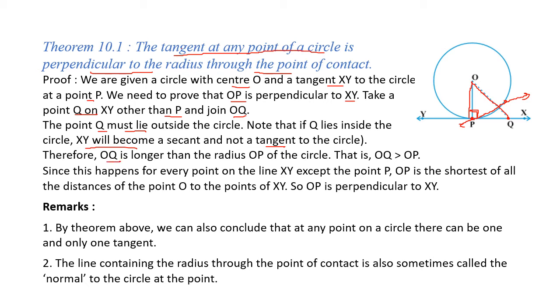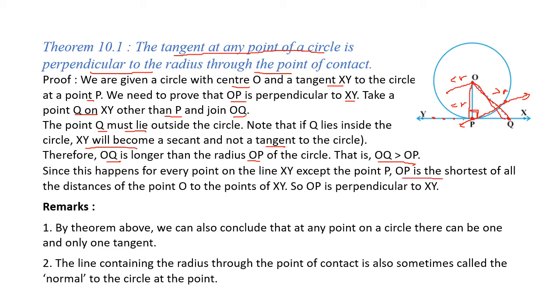So, OQ is longer than OP. Remember, I told you, when the point is in the interior, the distance is lesser than the radius. When the point is on the circle, the distance is equal to the radius. When the point is outside the circle, the distance is greater than the radius. So OQ is greater than OP. This happens for every point. Every point I draw will be greater than OP. All these points will be greater than OP.